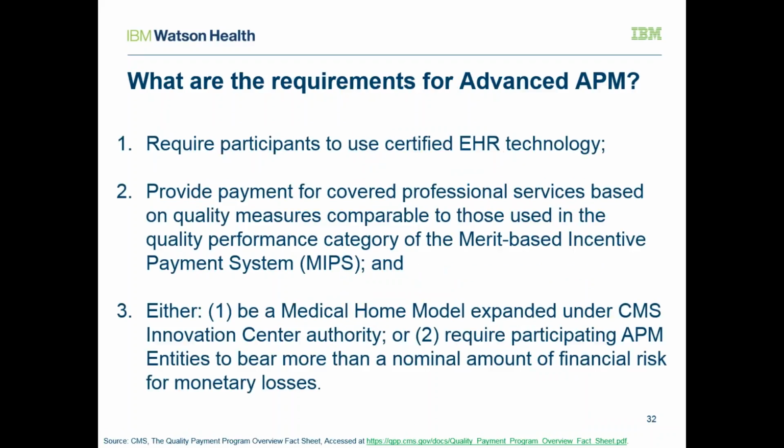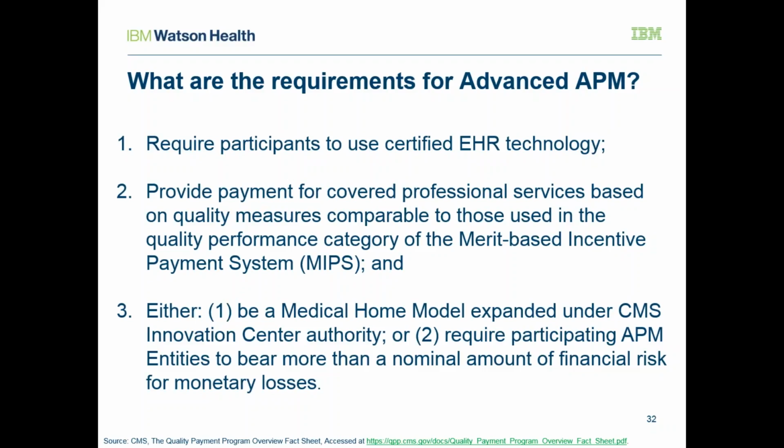So what are the requirements for being an advanced APM? Okay, so CMS really clearly lays this out. You have to be using a certified EHR technology. 50% of your clinicians must be in a certified electronic health record. And you also need to be reporting at the TIN level. So remember, everything in the advanced APMs and the APMs is at the TIN level, the tax ID. NPIs that are associated to that tax ID, everything comes off of that group TIN.